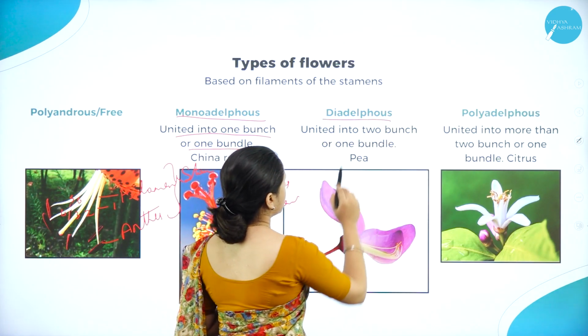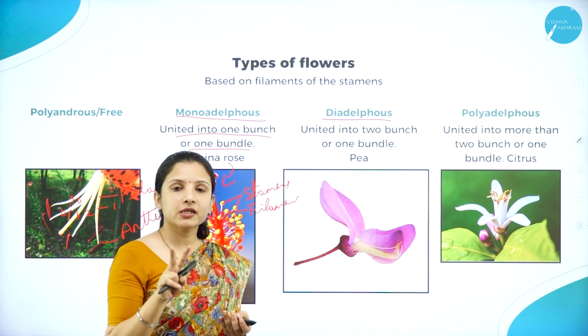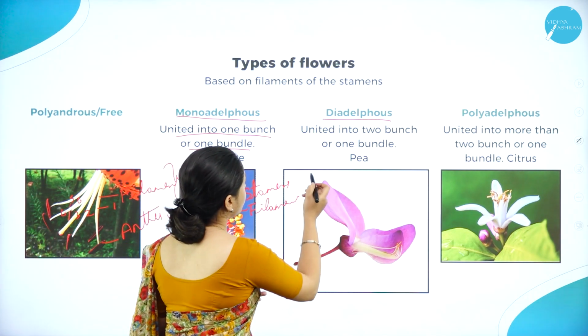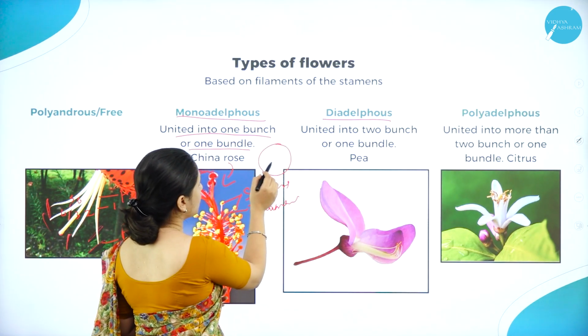So next, moving on to diadelphous flowers. In the diadelphous condition, the stamens are united, but they are united in two separate groups. Say for example, if all the stamens are united in one group, it is monadelphous.